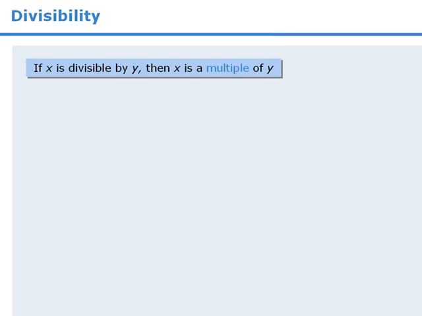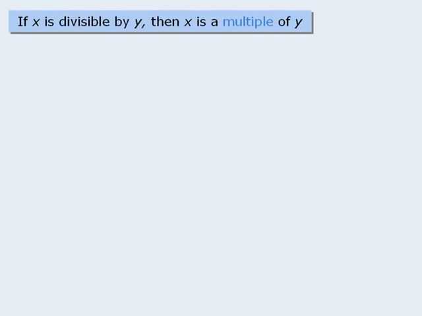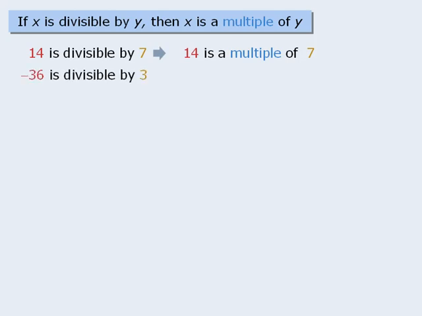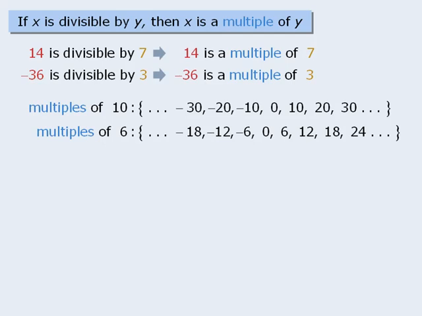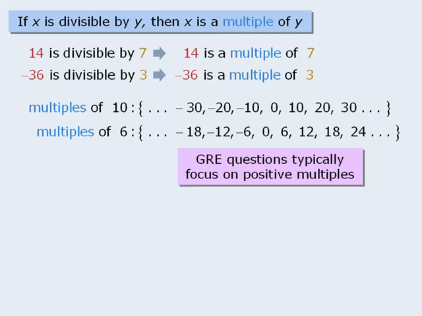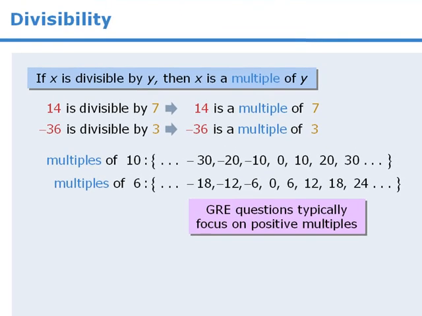Now, another term we should be familiar with is that of multiples. If x is divisible by y, then x is a multiple of y. For example, since 14 is divisible by 7, we can say that 14 is a multiple of 7. Similarly, since negative 36 is divisible by 3, we can say that negative 36 is a multiple of 3. To expand on this, we can say that the multiples of 10 are as follows. Similarly, we can say that the multiples of 6 are shown here. Now, although these multiples include negative values as well as 0, you will find that GRE questions typically focus on positive multiples.